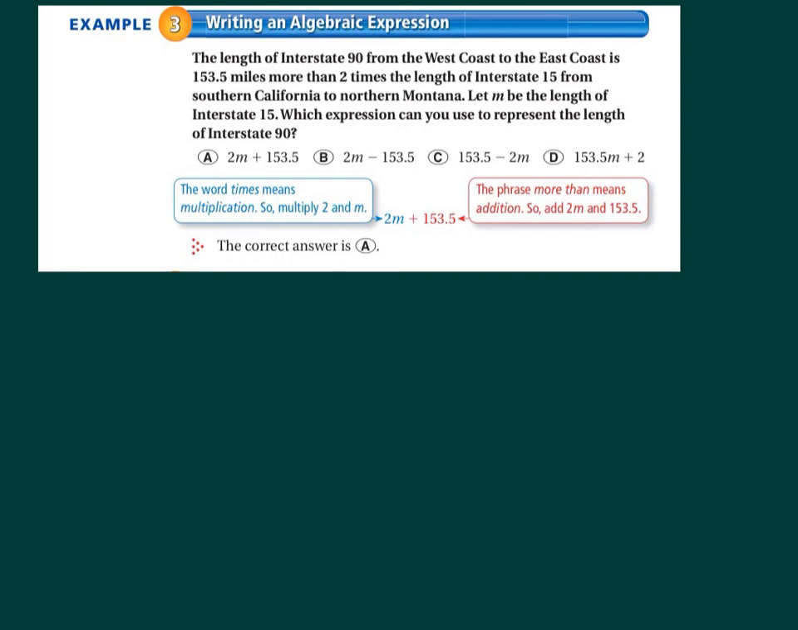If I'm saying it's 2 times the length, I have a couple operations here, but I know for one of the operations it's saying that it's 2 times the length of the other interstate, but it's also saying more than, so I have 2 different operations here. I have multiplication and addition, and the only one that gives us both of those is A.